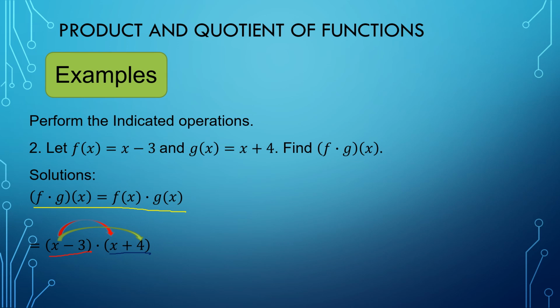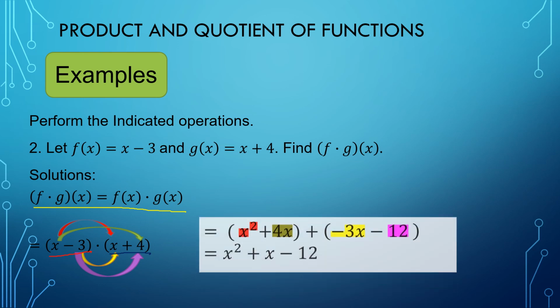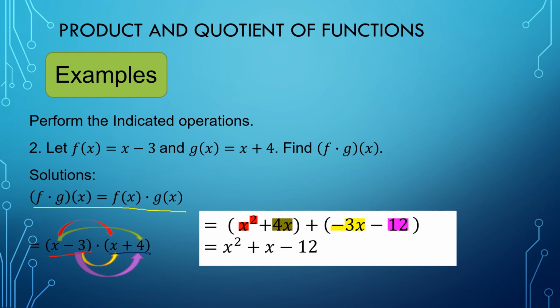So using the FOIL method that you have already learned during your junior high school, we will have this. We will follow the arrow. So we will multiply using the arrow. First, we will multiply x and x. The red one, x times x, we have x squared. Again, the exponent of x is 1. So x times x, 1 plus 1, that is 2. So we have x squared.